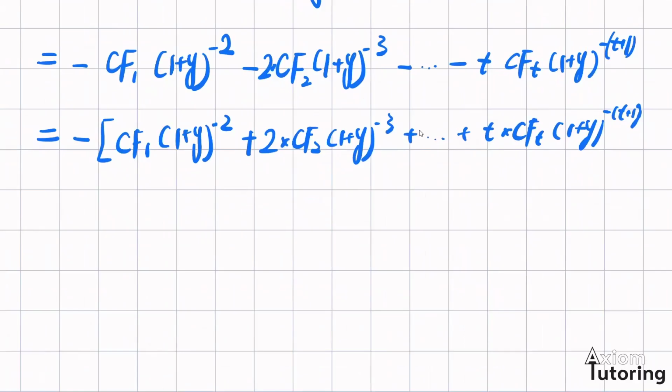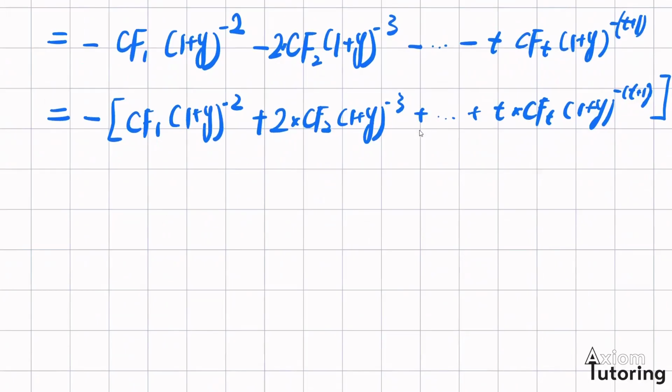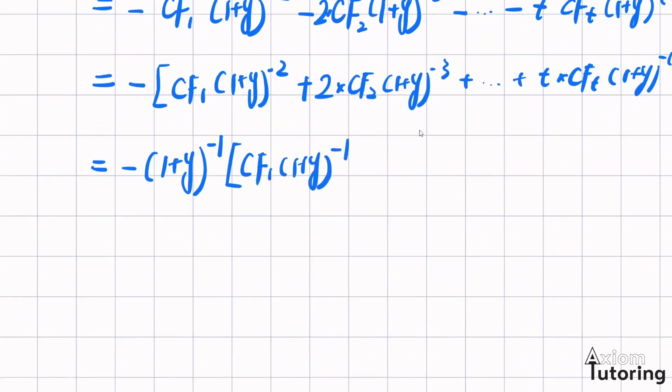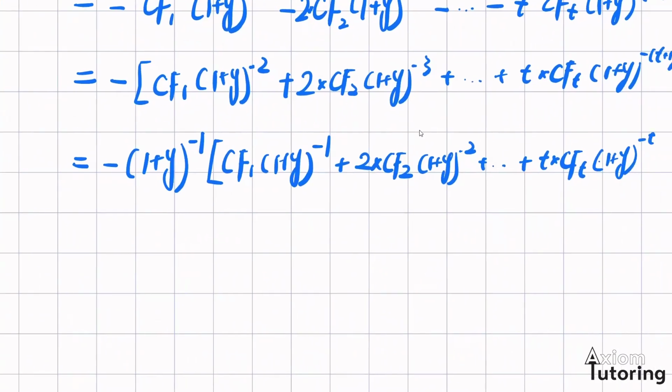Is there something else we can do? Yes, we can take another common factor out, which is 1 plus y to the power of minus 1. So let's take yet another common factor out of this. Then we're left with CF1 times 1 plus y to the power of minus 1, plus 2 times CF2 times 1 plus y to the power of minus 2, and then the last payment, t times CFT times 1 plus y to the power of minus t.